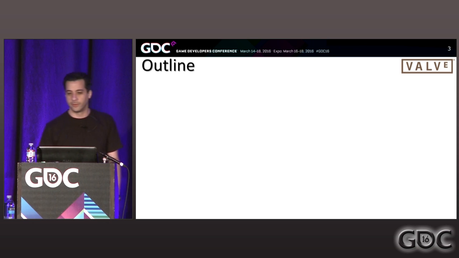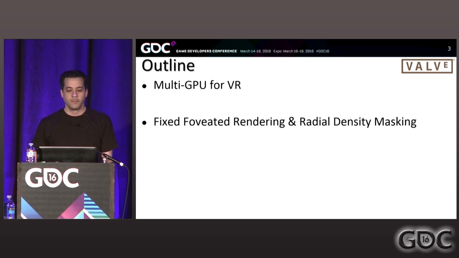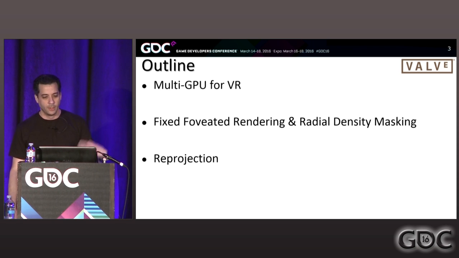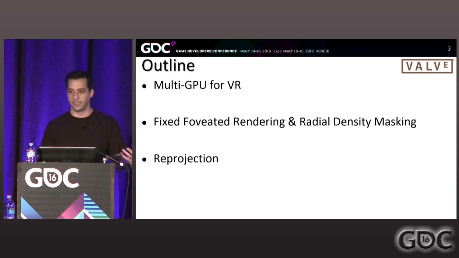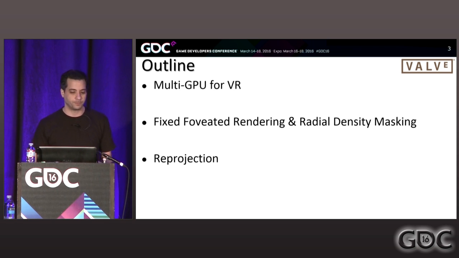So here's what I'm going to talk about today. There's 4 sections today. I'm going to talk first about multi-GPU for VR, specifically how we use 2 and 4 GPUs for VR. Then I'm going to talk about two methods for reducing fill rate at the periphery. They're called fixed foveated rendering and radial density masking. Then I'll talk a bit about reprojection. I know us at Valve, we haven't said much about reprojection over the last year or two, and there's really no good reason for it, so I figured I'd cover what our thinking is on that and where we think reprojection fits into the pipeline.